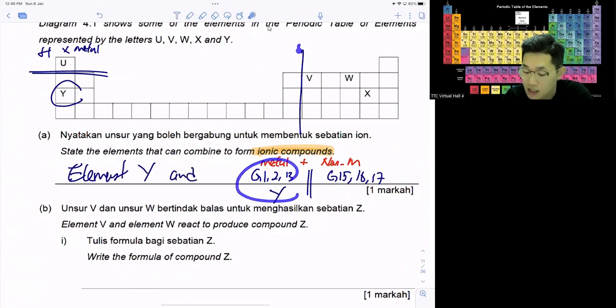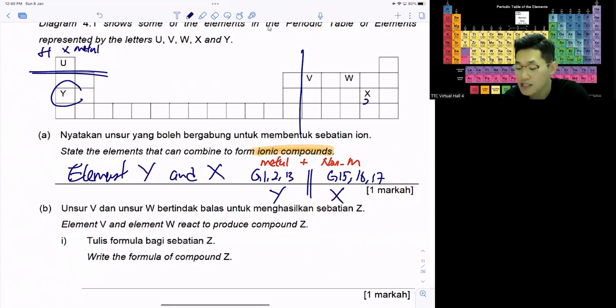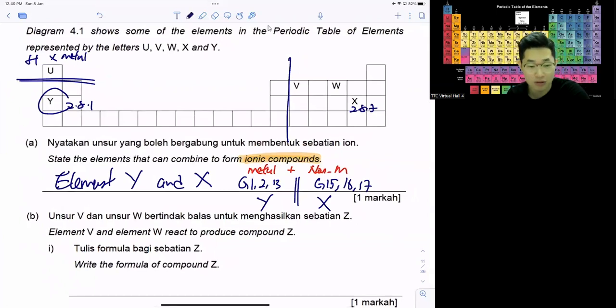Okay, so after group 13, I need something on the right hand side. So Y is in group 1, it donates electron. Then I choose the easiest one, donate to X. Because X is 2.8.7, this one 2.8.1. Donate to the X. Or you want to write W, can or not? Can. W is 2.6. So it can also donate 2 electrons to W.